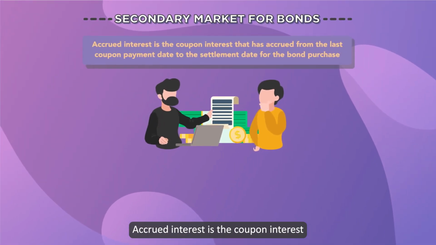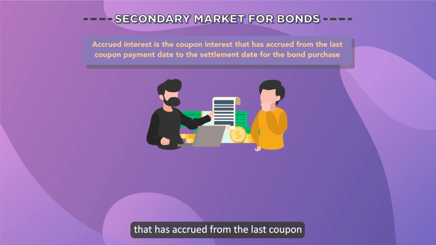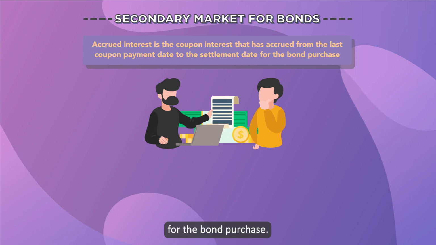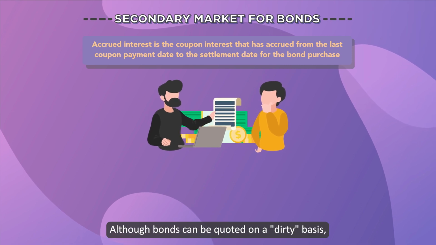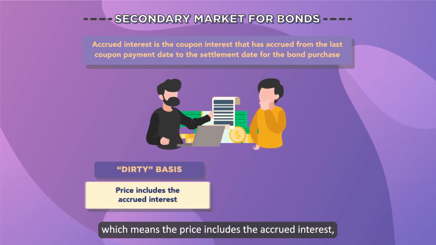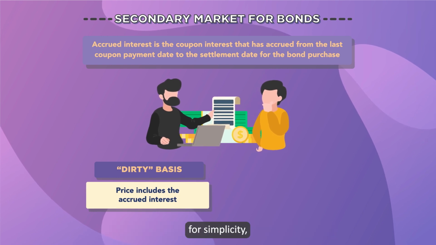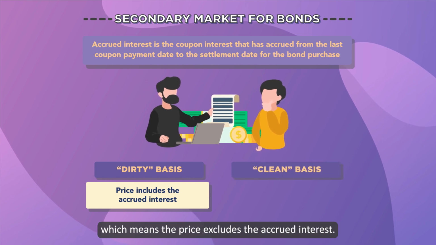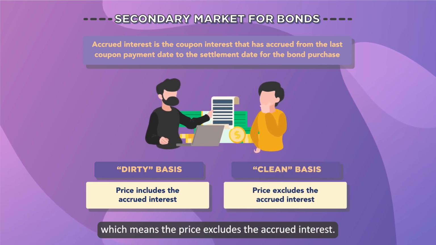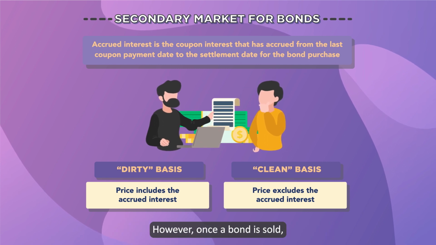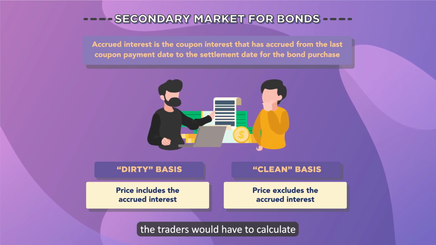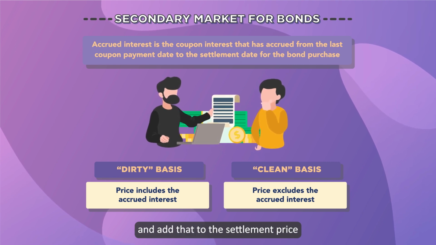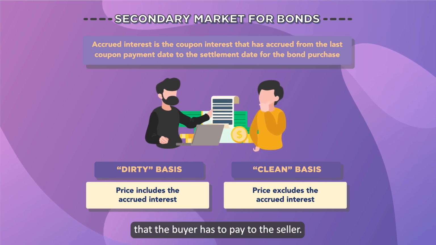Accrued interest is the coupon interest that has accrued from the last coupon payment date to the settlement date for the bond purchase. Although bonds can be quoted on a dirty basis, which means the price includes the accrued interest, for simplicity, bond prices are usually quoted on a clean basis, which means the price excludes the accrued interest. However, once a bond is sold, the traders would have to calculate how much the accrued interest is and add that to the settlement price that the buyer has to pay to the seller.